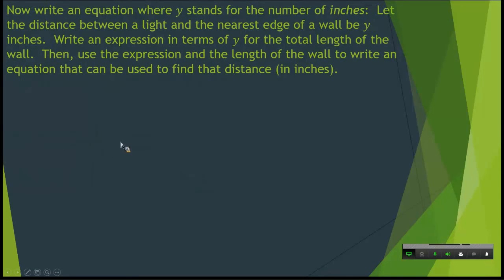Now we're going to write an equation where y stands for the number of inches, and we're going to let the distance between a light and the nearest edge of the wall be y inches. So we're still dealing with the same previous problem, except now instead of looking at it in feet, we're looking at it in inches. We're going to write an expression in terms of y for the total length of the wall. Then we're going to use that expression and the length of the wall to write an equation that can be used to find that distance in inches.